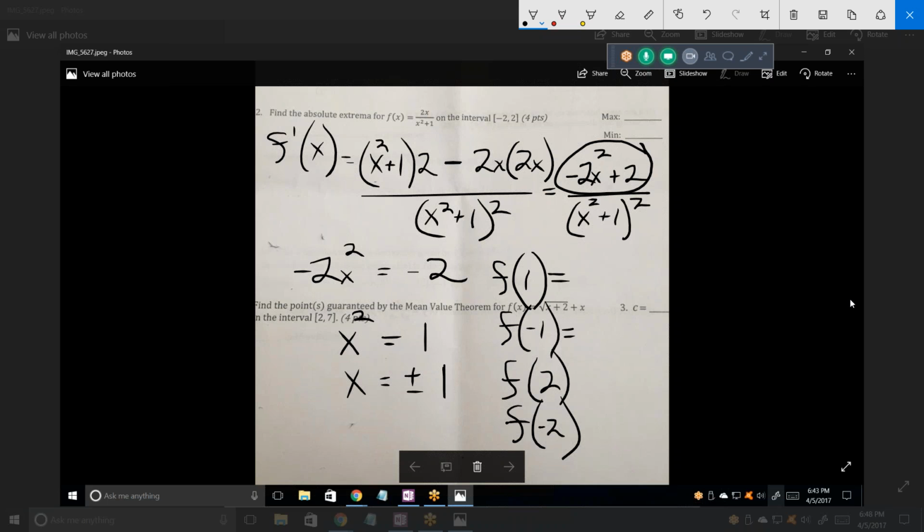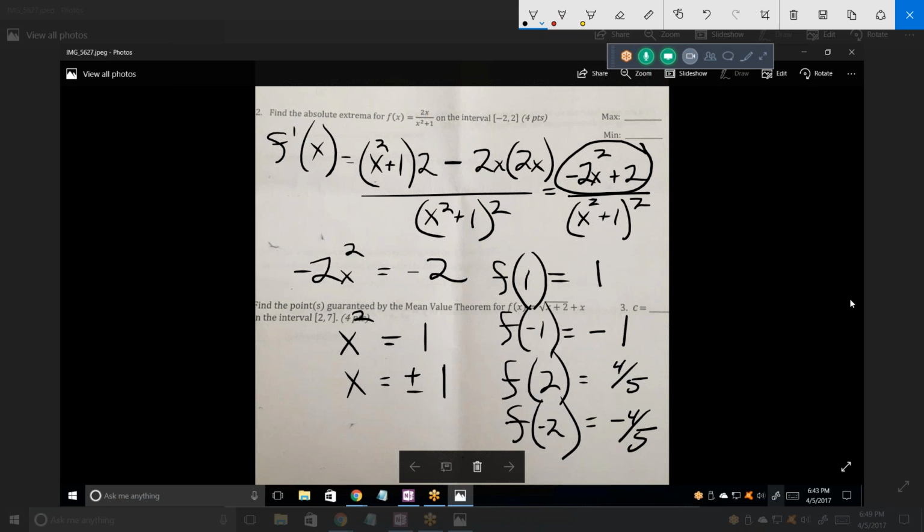What's f of 1? And we're not dealing in the derivative function here. We want to know where the absolute maximum and minimum are in this function, the original function. So what's f of 1? So it would be 2 over 2, which is 1. What's f of negative 1? Negative 1. What's f of 2? 4/5. And what's f of negative 2? Negative 4/5.